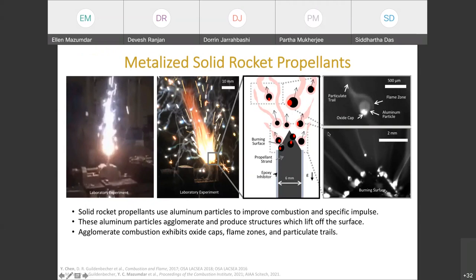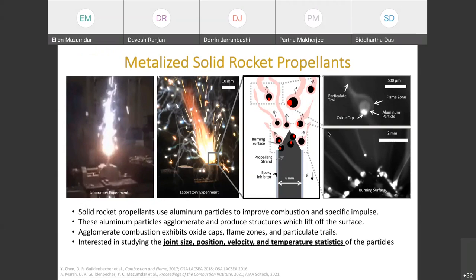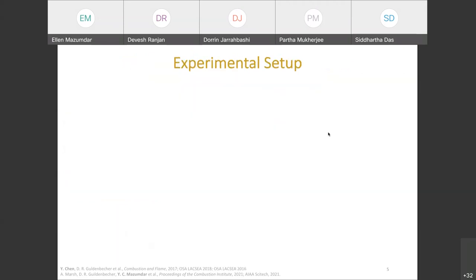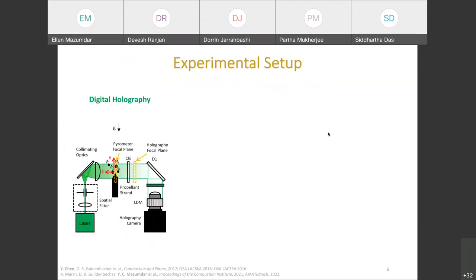And so these are really interesting, and we'd like to study their particle size statistics and their temperature statistics to understand what would happen for particular propellants in different environments. So interested in things like size, position, velocity, and temperature. And we're also interested in their time-resolved combustion dynamics. That hasn't been studied very heavily either. So these are all very good reasons to study solid rocket propellants.